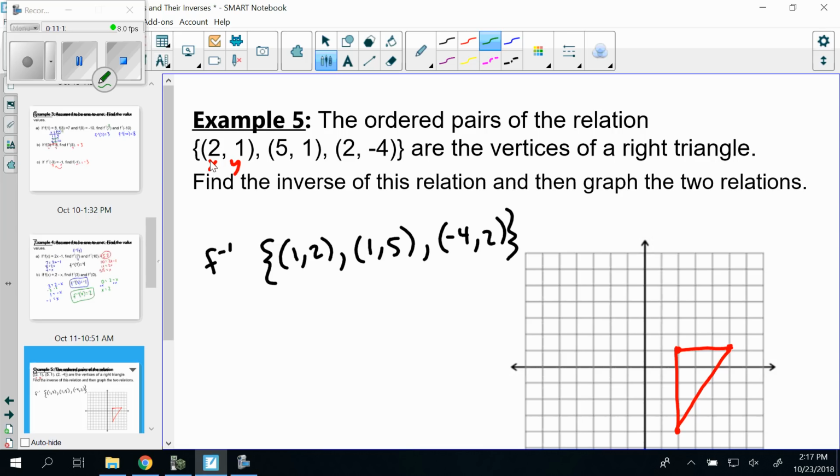So if we graph these ones, (1, 2) is right here. (1, 5) is right there. (-4, 2) is right there. Notice this is also a right triangle. It's the same shape as the other one, but it's in a different location from the original.